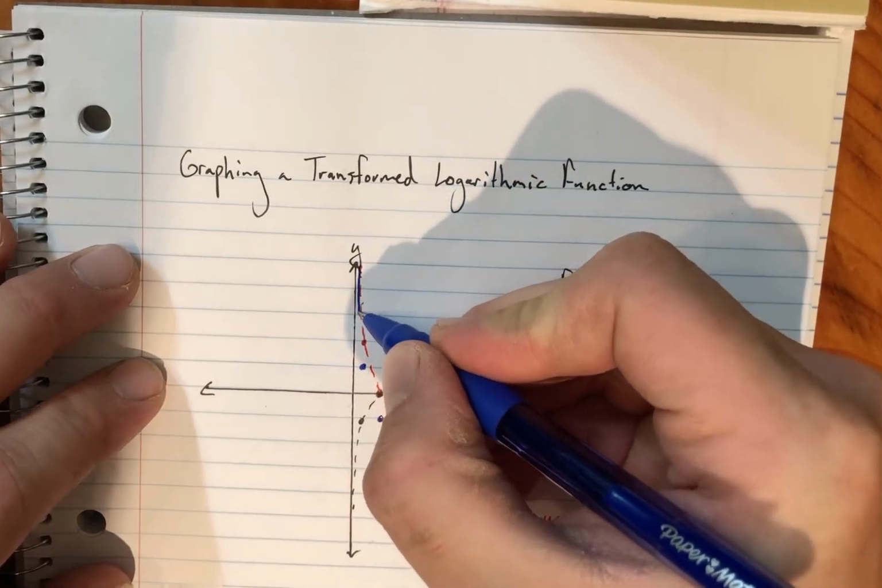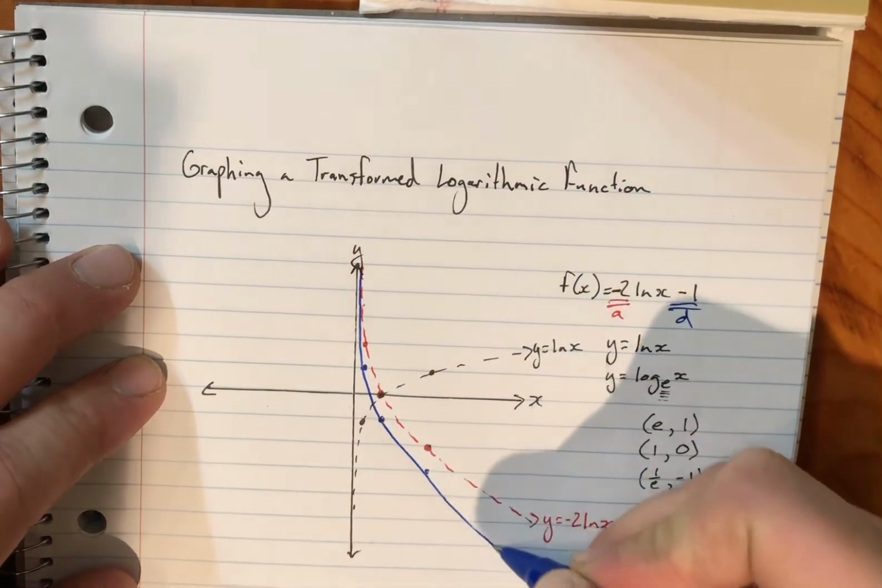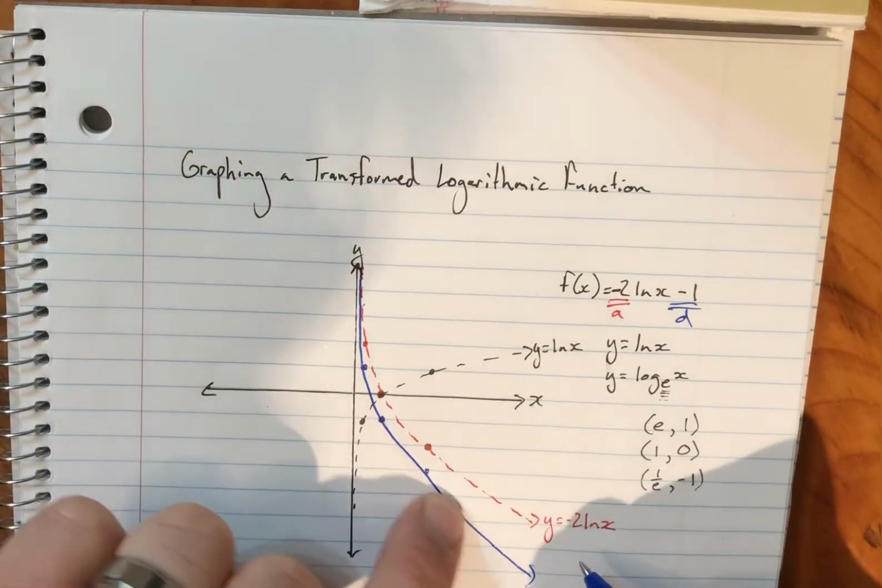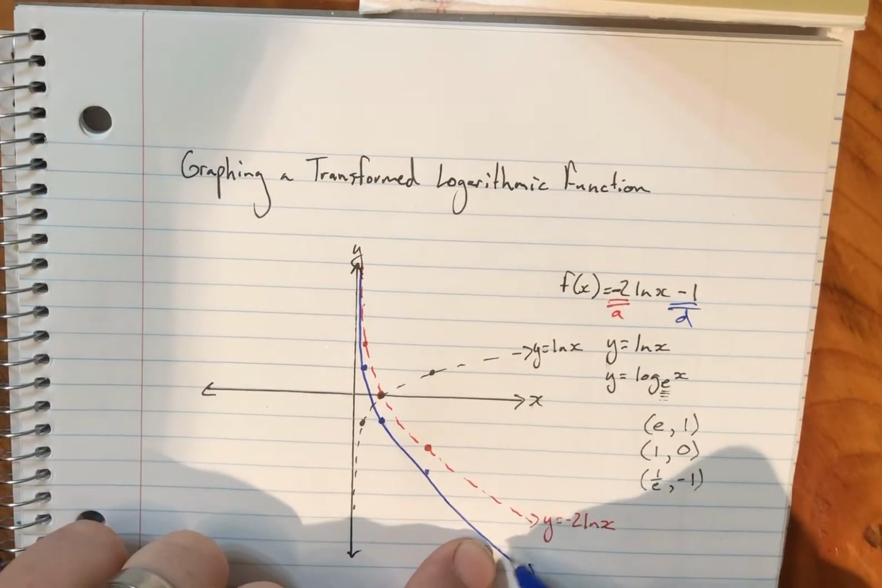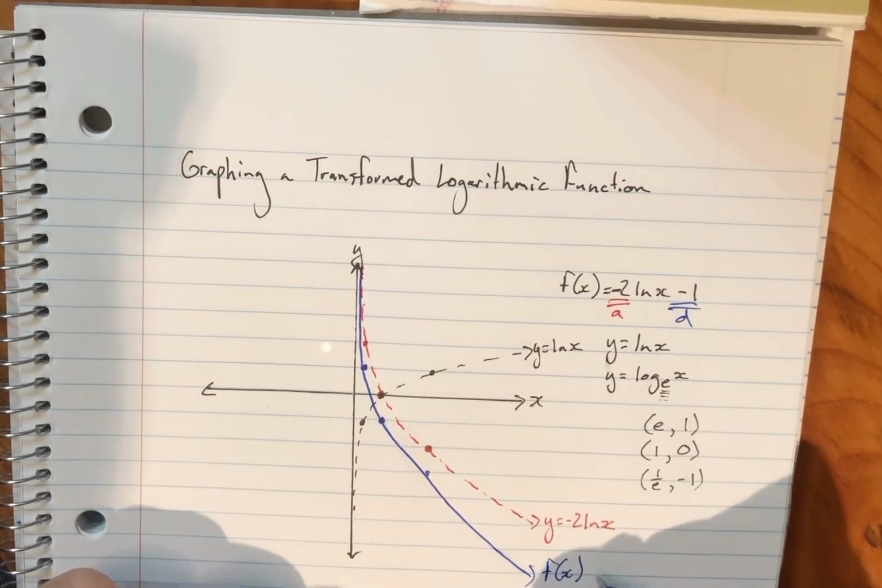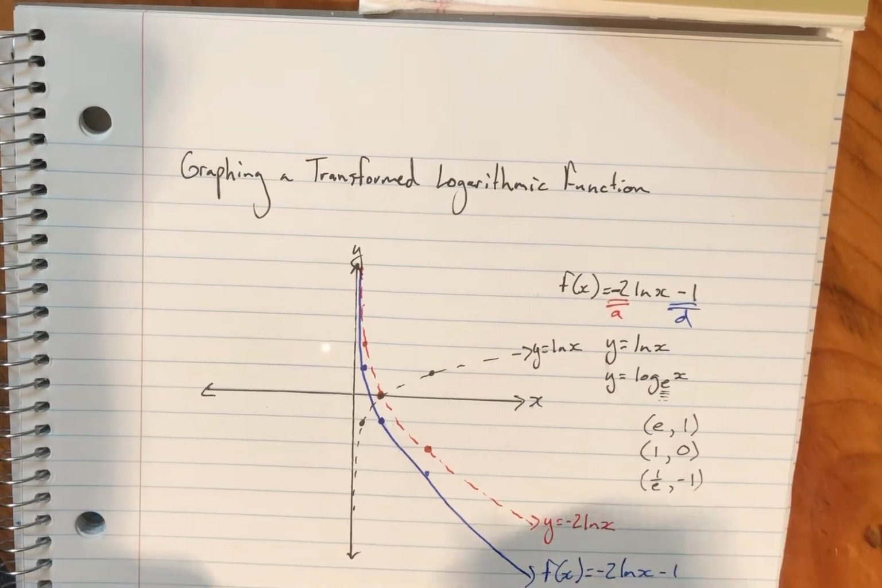I'll draw my final graph now. Now, I didn't do so good drawing the end of it. It should have tapered very close. It should have actually maintained the exact same shape as the red graph. But this is my graph of f of x equals negative 2 ln x minus 1.